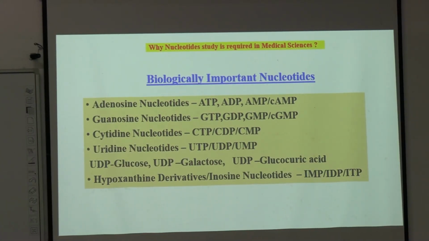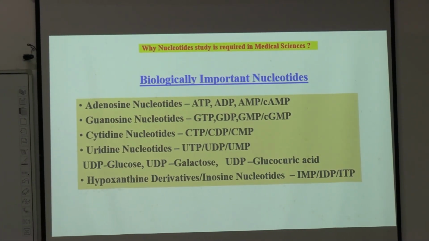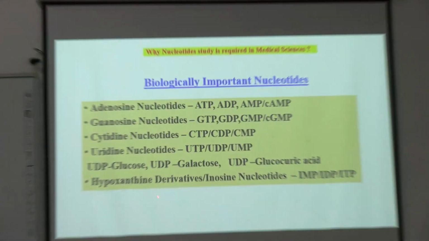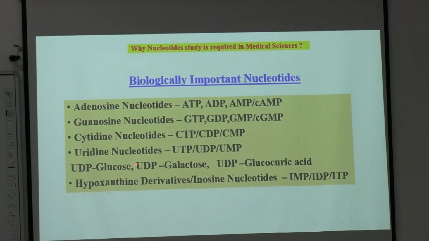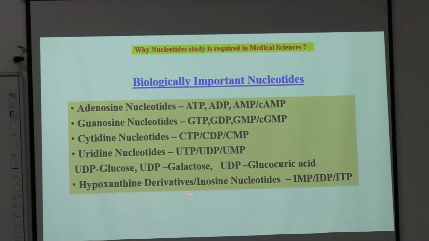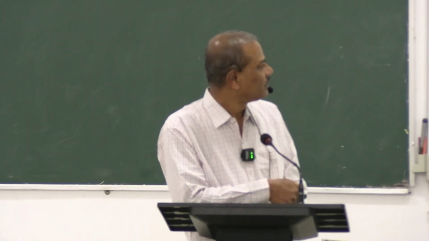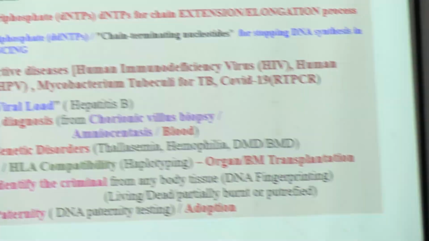So, biologically important nucleotides: if you say all the nucleotides, basically, except for hypoxanthine derivatives, are all important. You may not know about hypoxanthine, but I will discuss it. Hypoxanthine derivatives give inosine monophosphate, inosine diphosphate, and inosine triphosphate. These I will discuss in a short while again. Used in DNA diagnostics.